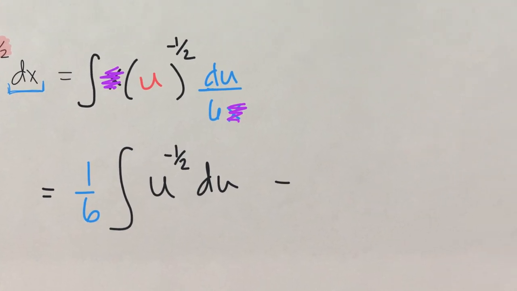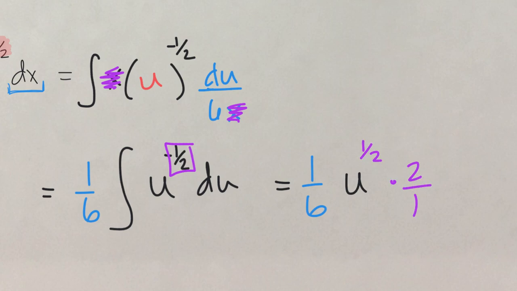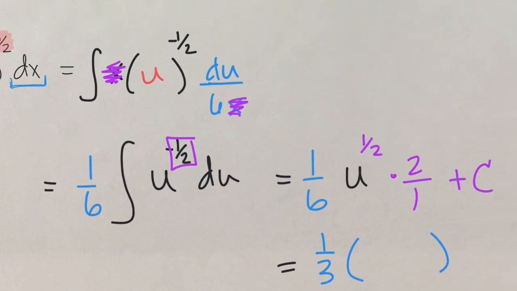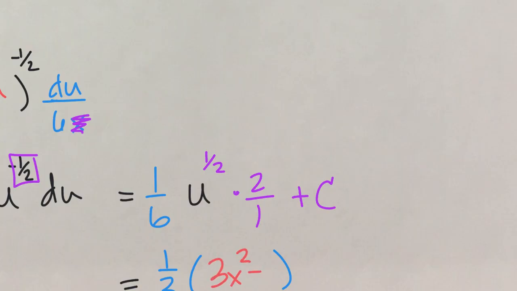Okay, so we're still going to use our rule, and we're going to add 1 to our power. So if we add 1 to negative 1/2, that becomes a positive 1/2. And we multiply by the reciprocal and plus our constant of integration. So our fraction, 2 times 1/6 is 1/3. And let's replace u. What was our u? Our u was 3x squared plus 4. And that's being raised to the 1/2 power plus c.